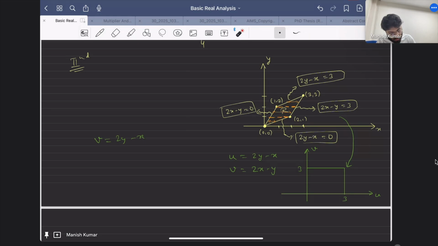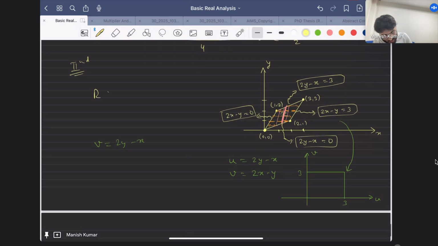So if you look at this region, this 2y minus x, okay, let me rewrite this. So this region R can be written in this way as well, right? The set of (x, y) such that 0 is less than or equal to 2y minus x, which is less than or equal to 3, correct? This can be thought of like this, right? This region R.